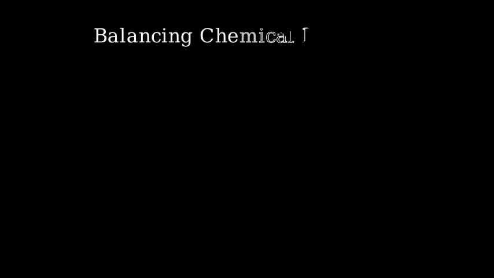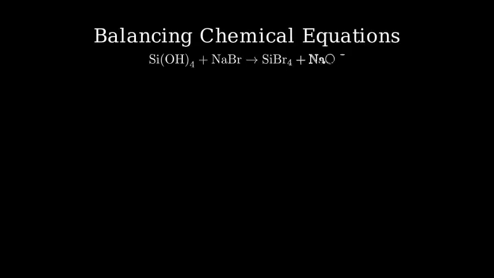In this video, we will learn how to balance chemical equations. Let's start with the unbalanced equation. Orthosilicic acid plus sodium bromide yields silicon tetrabromide plus sodium hydroxide.